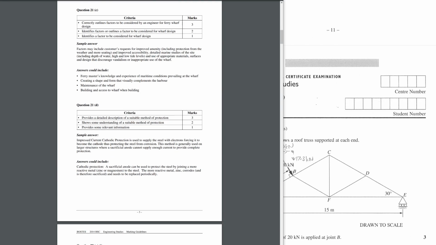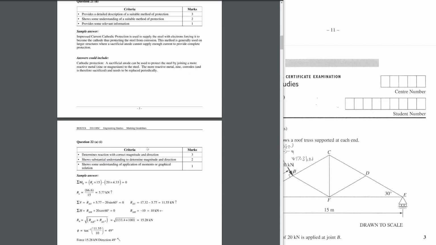Okay, so I hadn't looked at the ferry master's knowledge. Visual aesthetics, yeah, that's not a bad one. Maintenance, building access, all three of those are great additional things. Customers, yeah, so usefulness, accessibility, appropriate materials, discouraging vandalism, great answers. Okay.